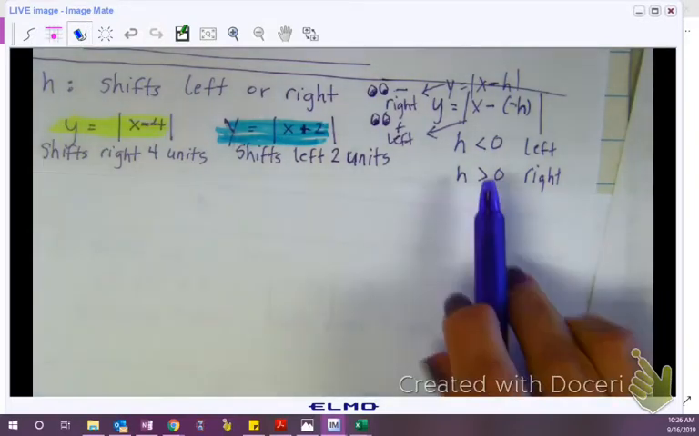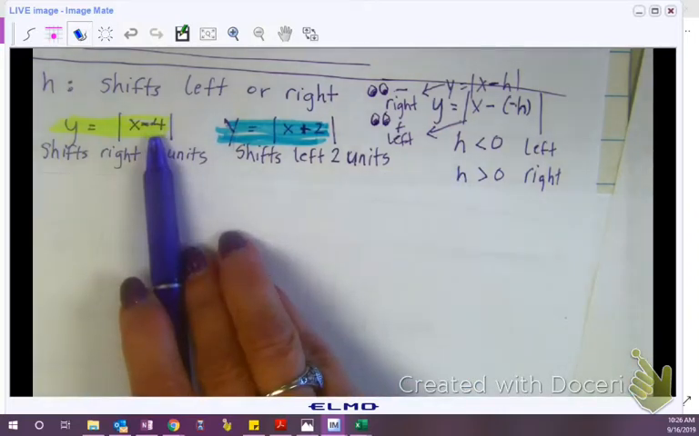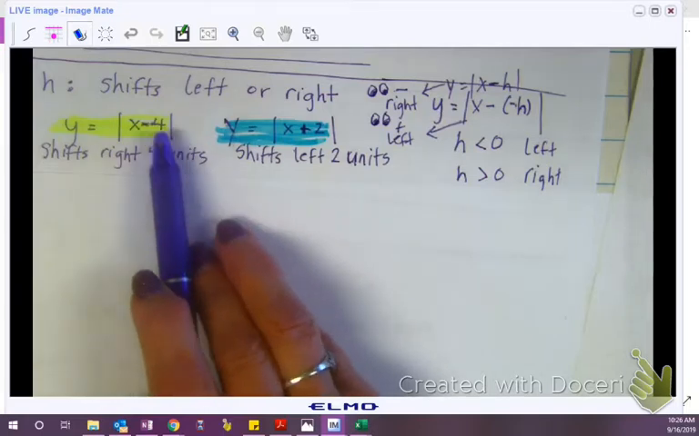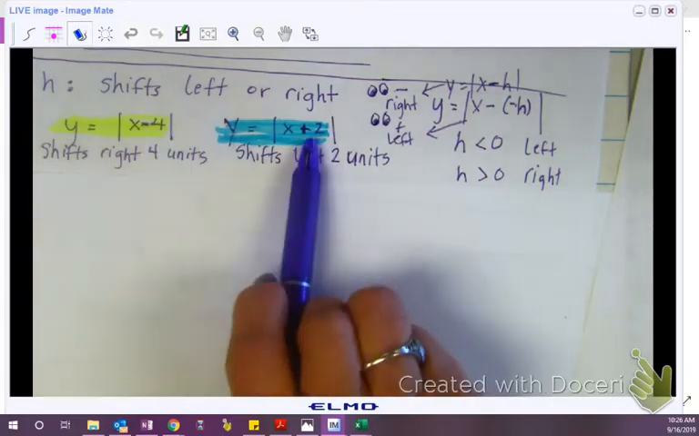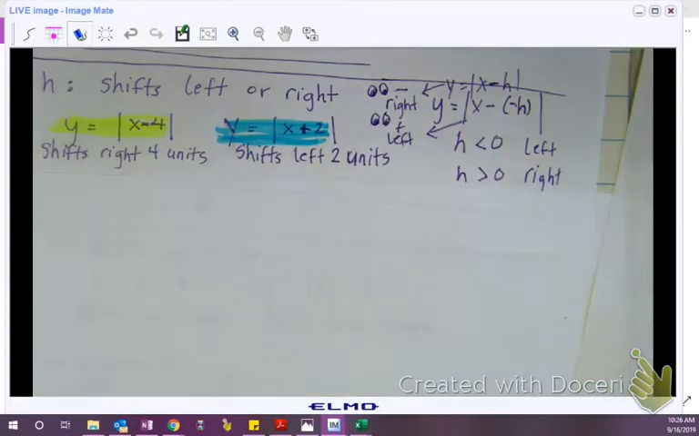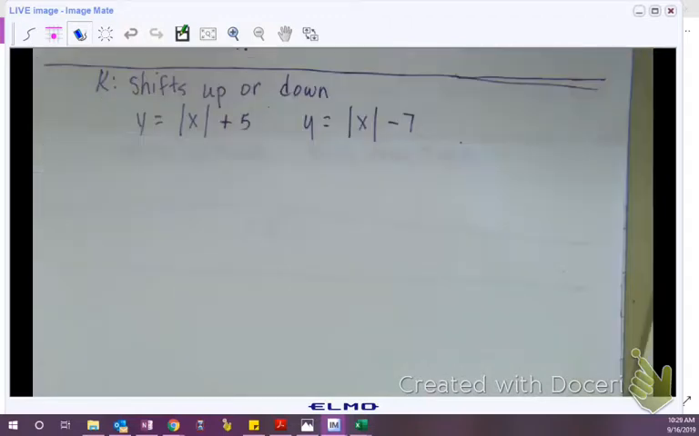Now, when I ask you for the vertex, you're going to need to be able to tell me that h is positive 4 in this one, and h is negative 2 in this one, because of this formula. So you're copying this, K shifts up or down onto the K page. Then graph these two functions, absolute value of x plus 5 and absolute value of x minus 7. Graph them on Desmos, then draw them on your graph paper. And then we're going to talk about what happens.